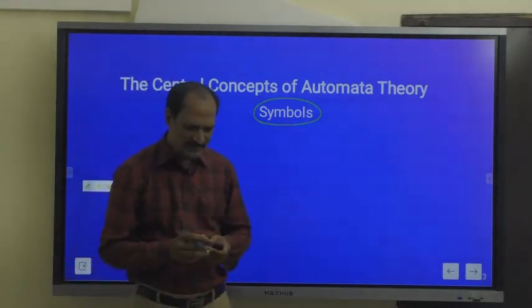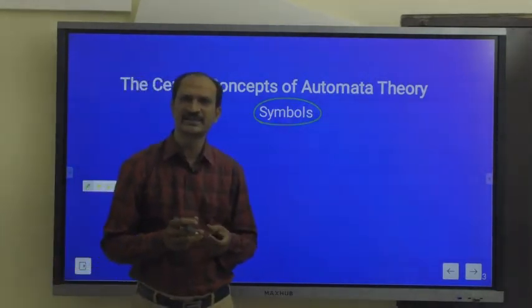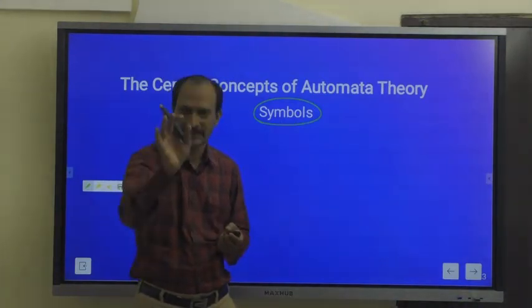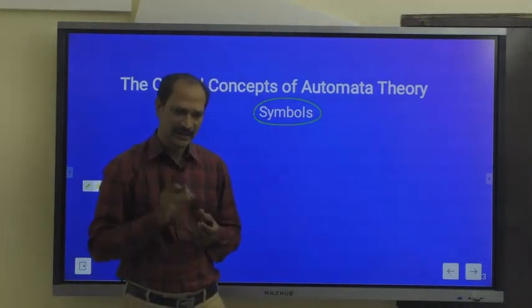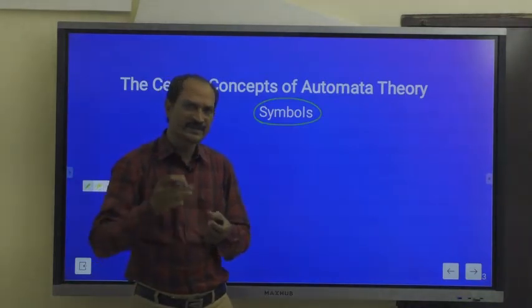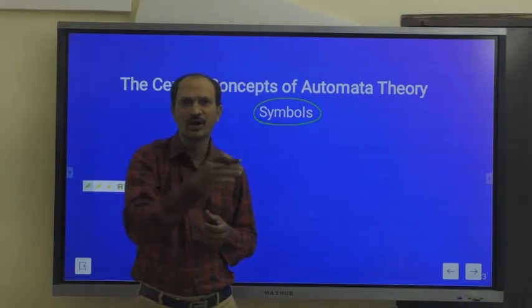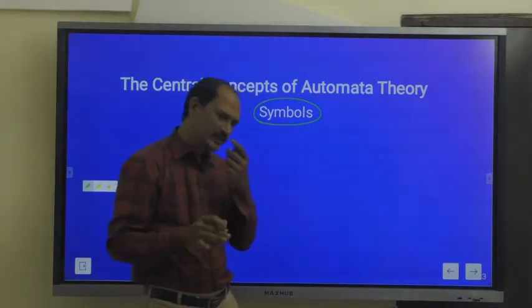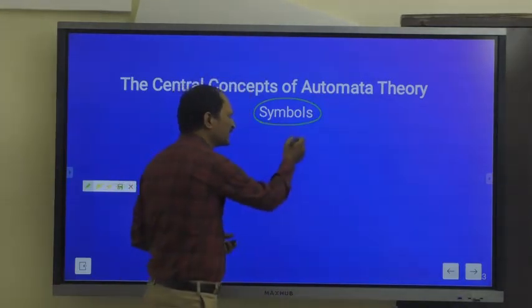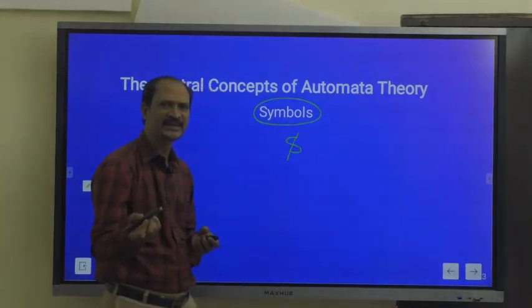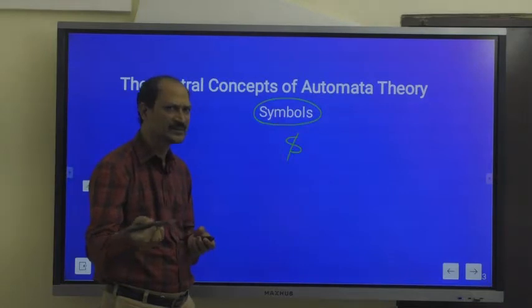Now, what do you mean by symbol? A symbol can be defined as the smallest individual unit that cannot be further divisible. Understand this. A symbol can be defined as the smallest individual unit that cannot be further divisible. You can't further divide the symbol. For example, let me say it is a dollar symbol. This dollar symbol is a single character. You can't divide it further. That is the meaning of it.